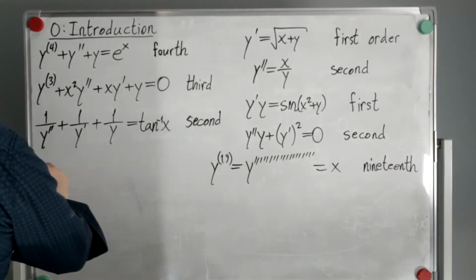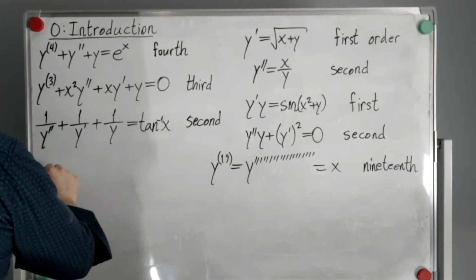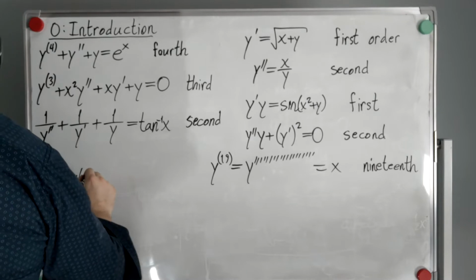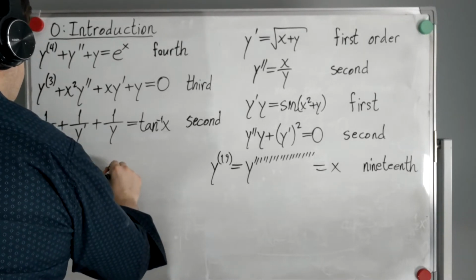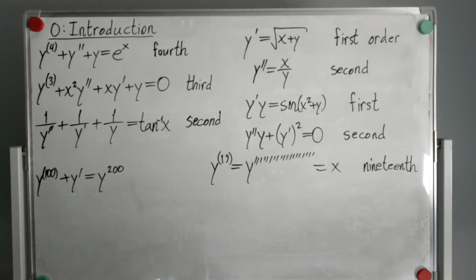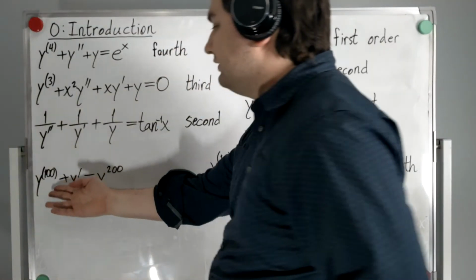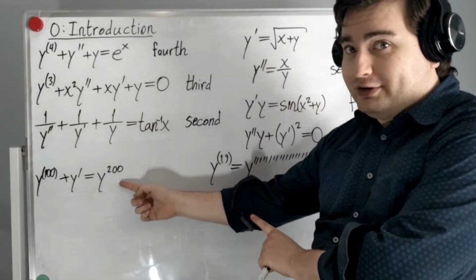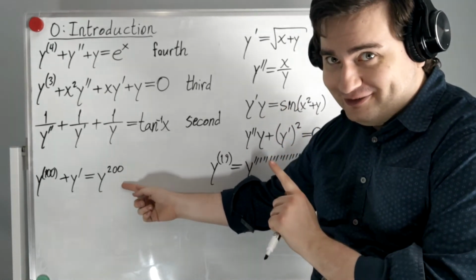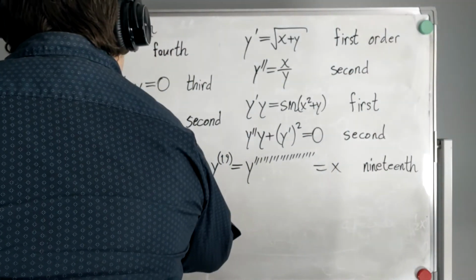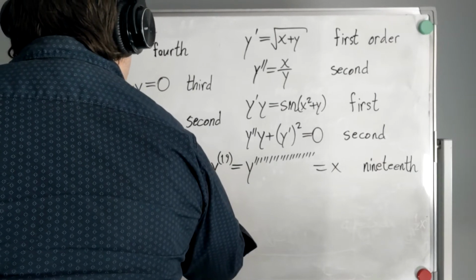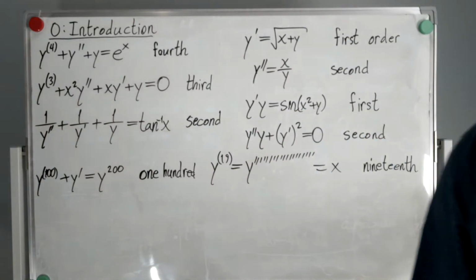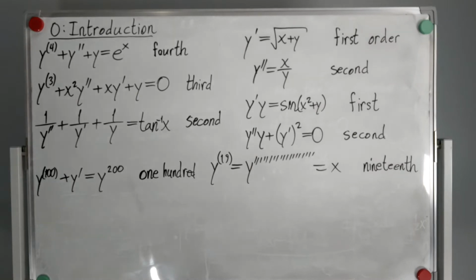And you could have something like 100th derivative of y plus y prime equals y to the 200th power. That's a 100th order ODE because the highest derivative you're taking is the 100th derivative. This is not the 200th derivative of y, this is just y raised to the 200th power. So this is a 100th order ODE. And so on. As many derivatives as you can take, that's how many order ODEs there are.